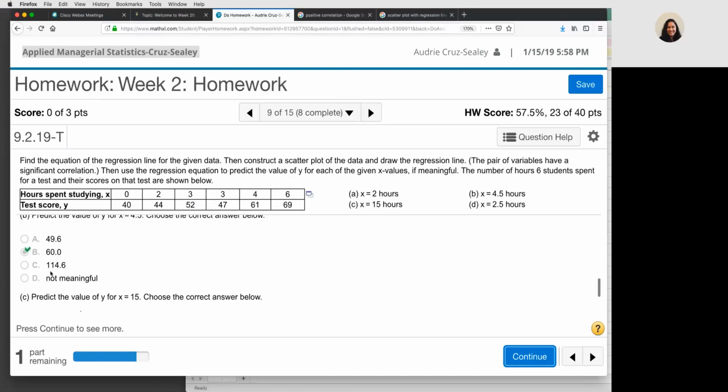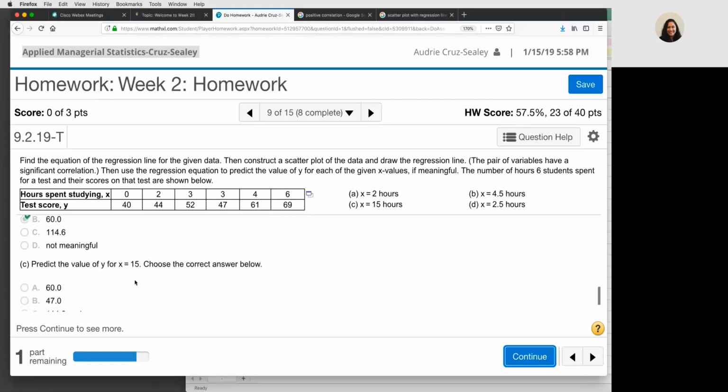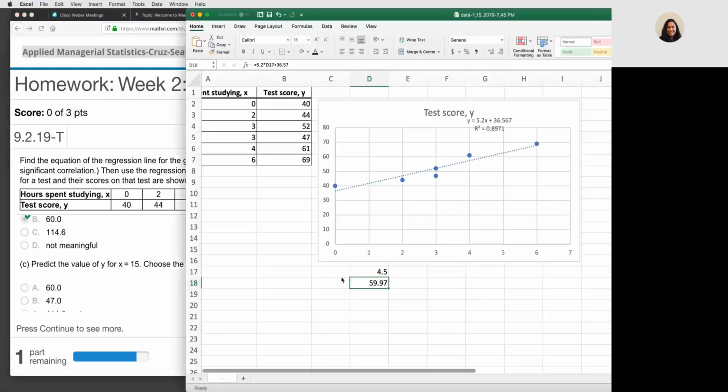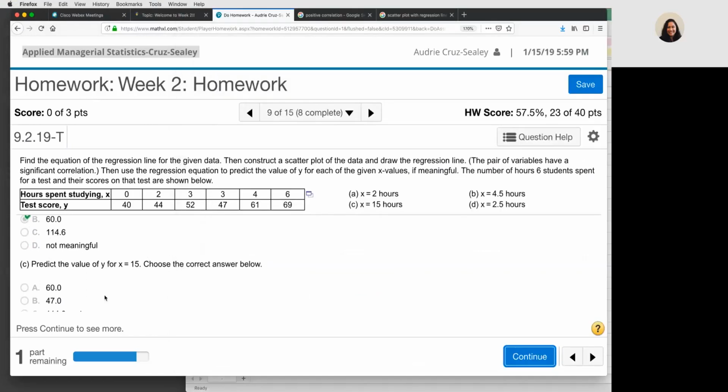Okay? But this person says, well, I'm going to study for 15 hours. Well, I don't have any data that's close to that. If you come back to this Excel spreadsheet and you put 15 in here, ooh, it'll give you a number. Does that make sense? But it wouldn't be meaningful because I have nothing to compare it to. So if the number is not in between the lowest and the highest value, then it is not meaningful.